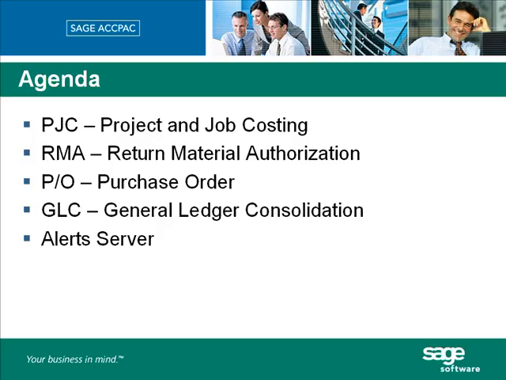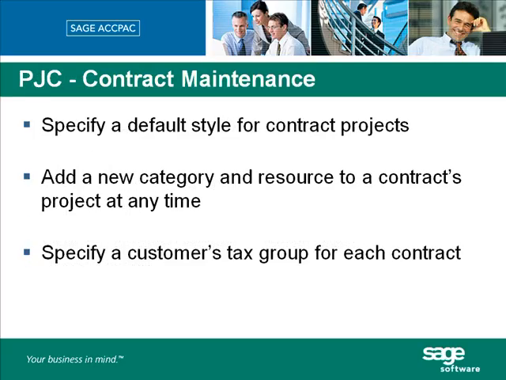So let's begin with project and job costing. Under contract maintenance, you can now specify the default style for the contract projects. Previously, you could not set the style, either basic or standard, only the contract level. Now, the contract style is only used as the default style for the new project you assign to the contract.